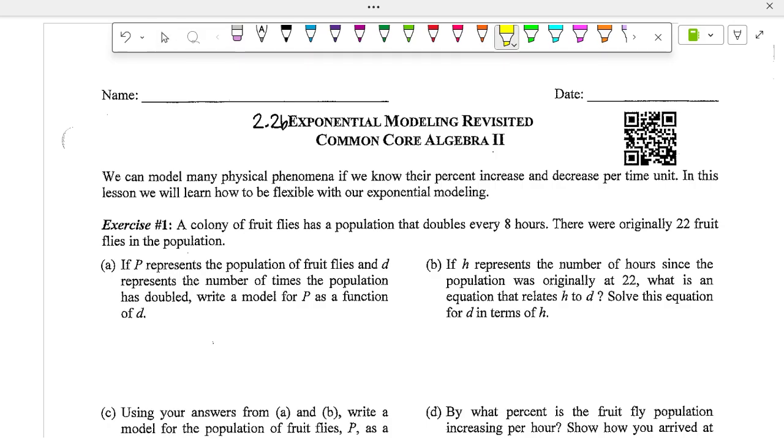So, guys, please stop talking. It's going to become an issue. I'm going to have a seating chart.